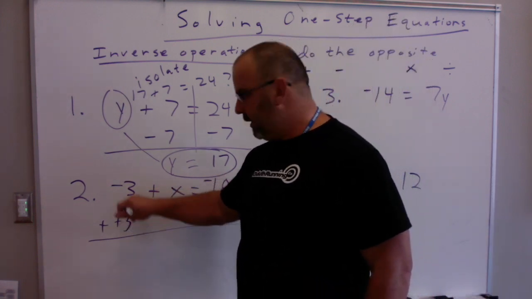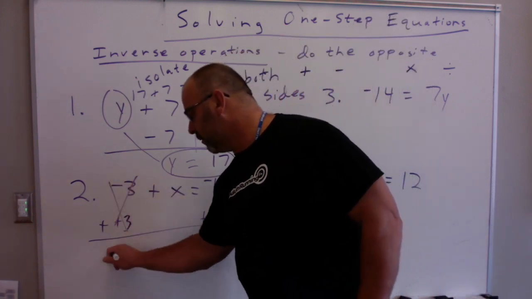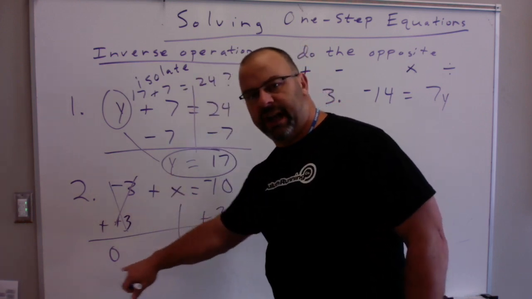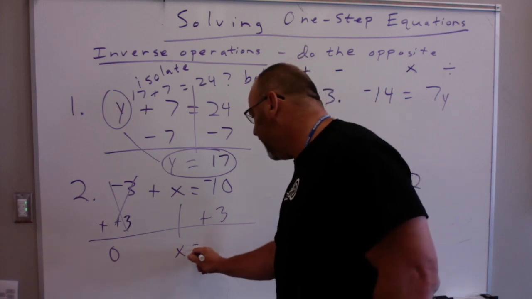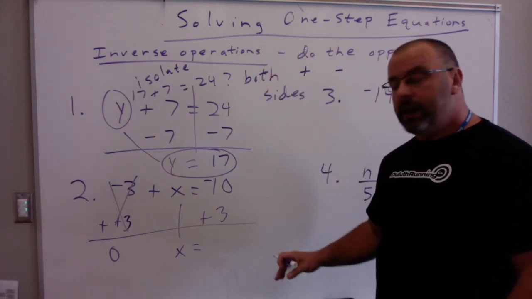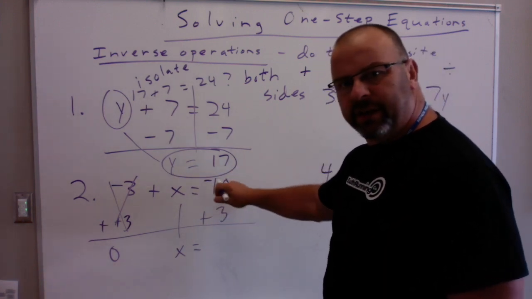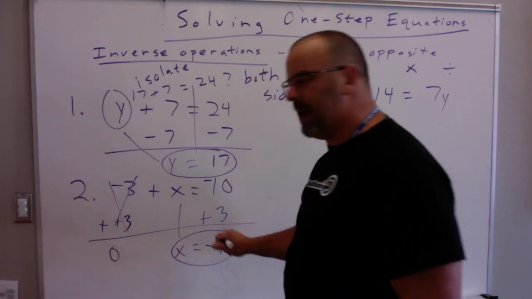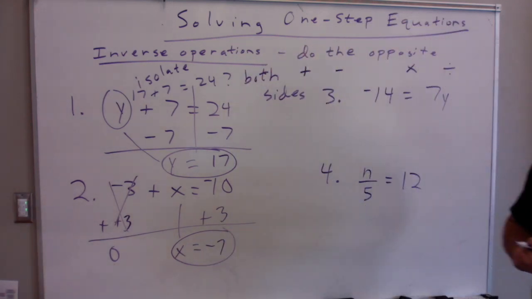Negative 3 plus 3, those go away. That gives you a 0. Bring down this x. X plus 0 is just x. And negative 10 plus 3. 10 minus 3 is 7, but it's a bigger negative number, so it is a negative 7. The answer is x equals negative 7.